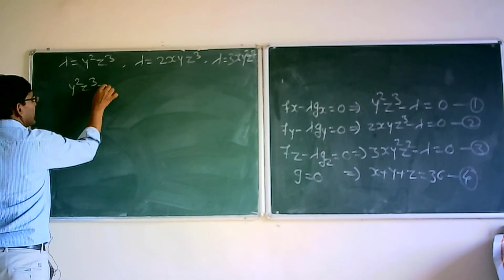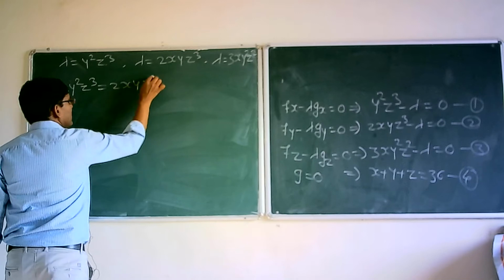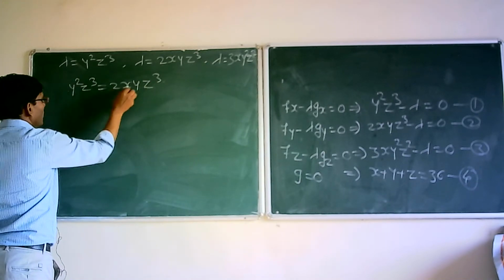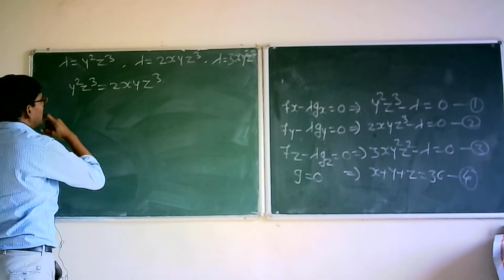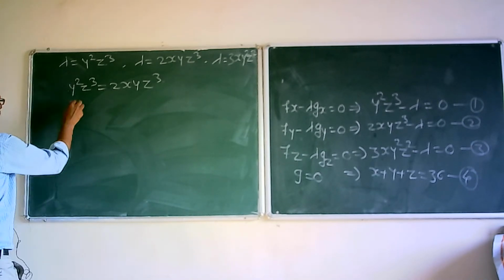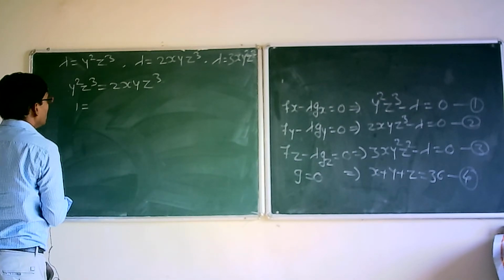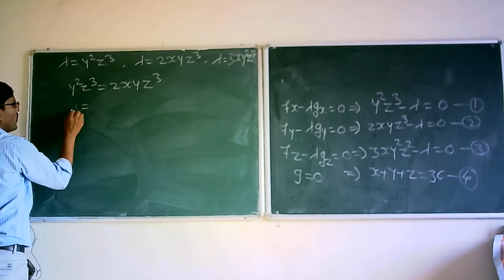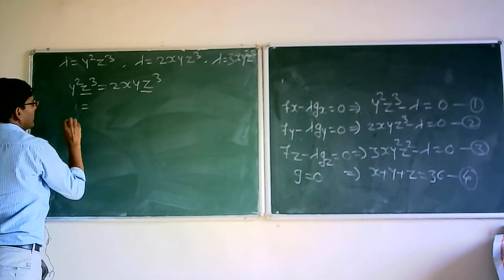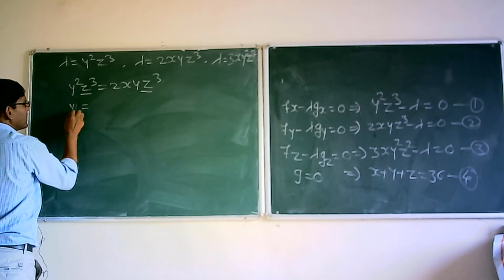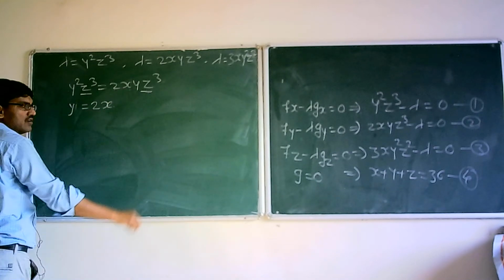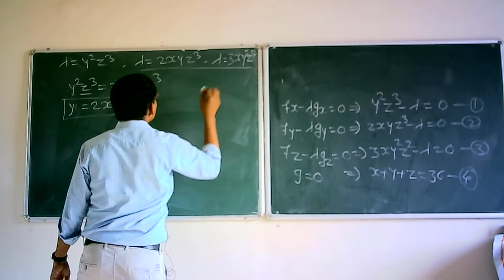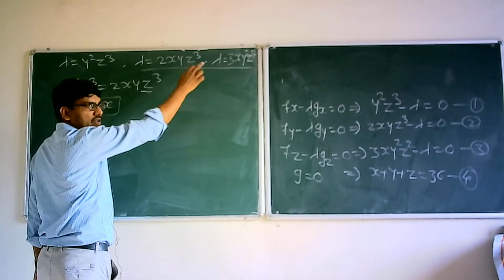So y square z cube is equal to twice x y z cube. So the y z cube gets cancelled here, and one y gets cancelled here. So we get the relation: y is equal to twice x. Y is equal to what? Twice x. One relation.